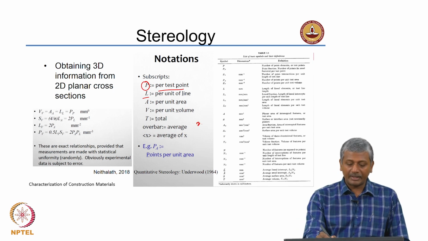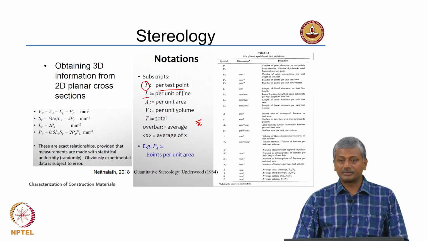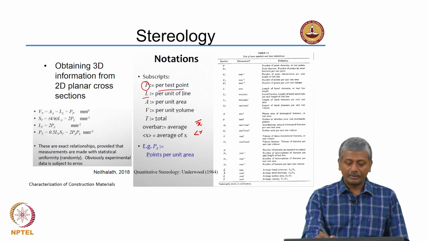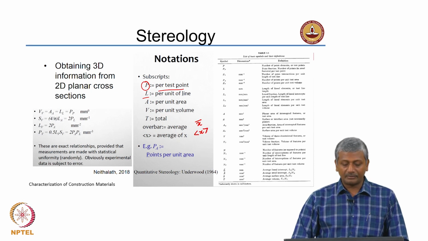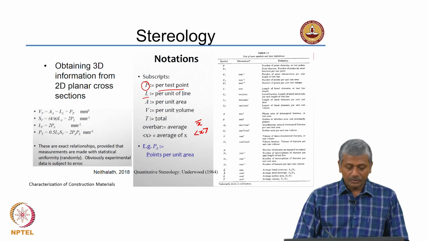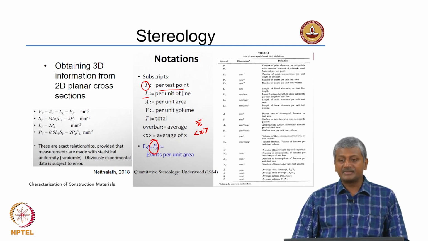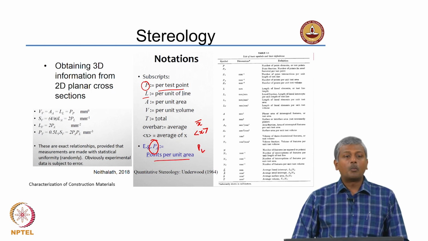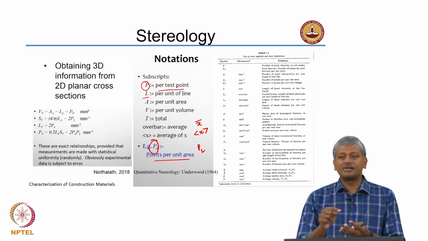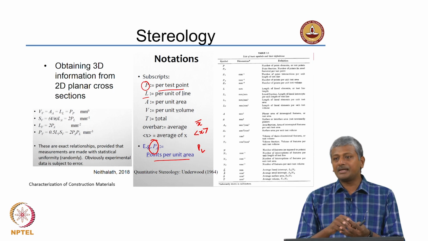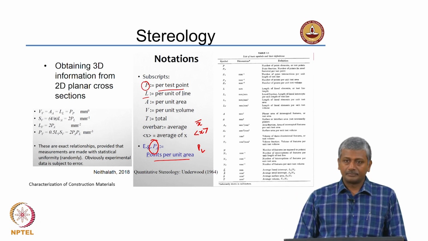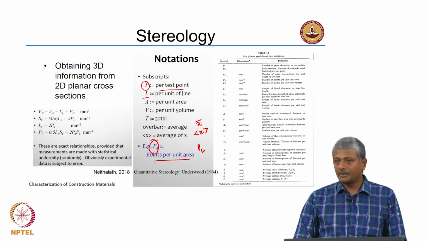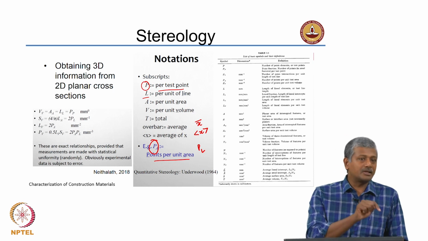So, when you put x bar, or x in these angle brackets, that means it is an average, basically an average of x. For example, if P_A is given, that means points per unit area, and P_L means points per unit length. So, you have an image which has several different features. Let us say I draw a line across that image, and wherever it cuts a particular face, I count that as one point.